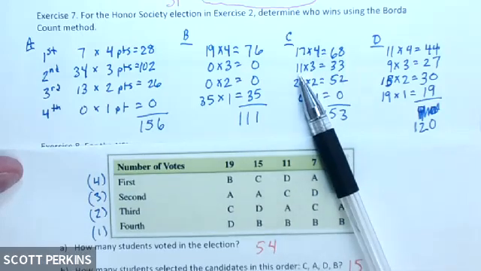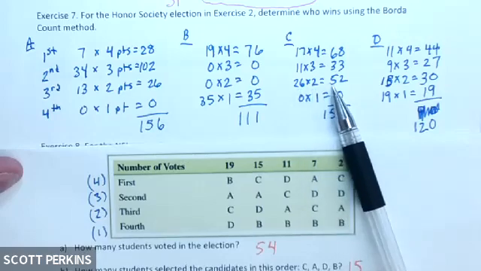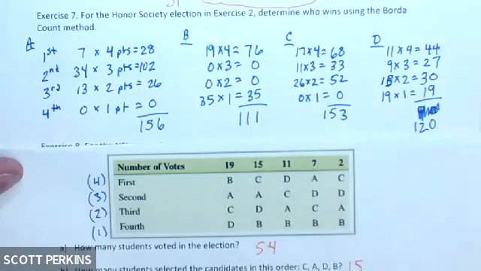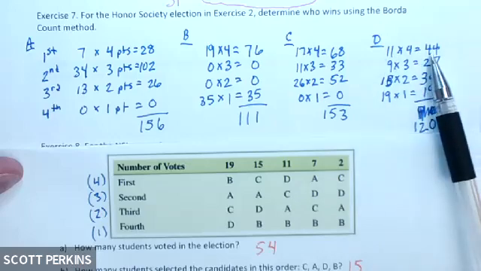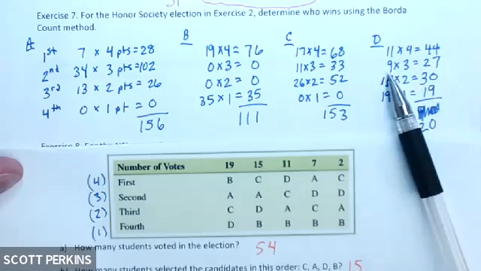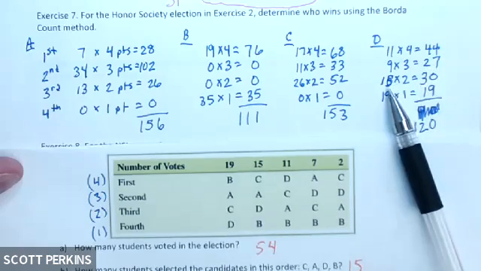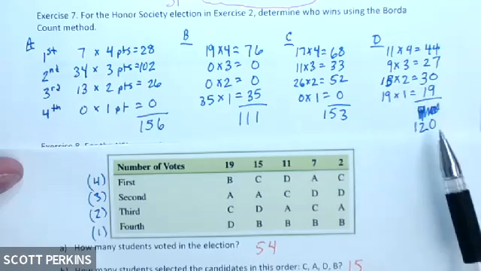Camille, 17 first place votes times 4 points is 68. 11 second place votes times 3 is 33. 26 third place votes times 2 is 52. No fourth place votes, so that's 0. Camille's total is 153. And then finally, Don, 11 first place votes gave him 44 points. 9 second place votes gave him 27 points. 15, because I was corrected, third place votes gave him 30. And then 19 fourth place votes for 19, for 120.